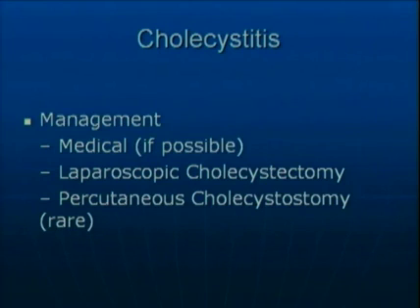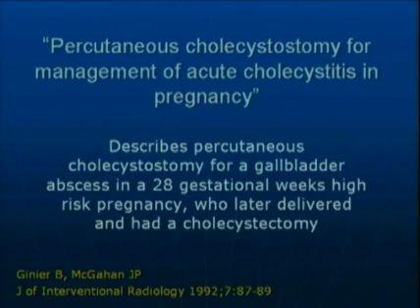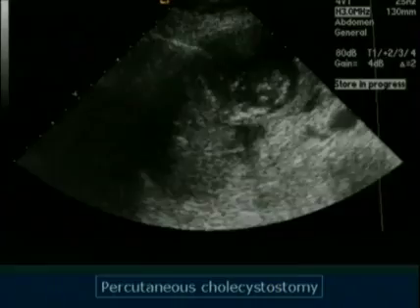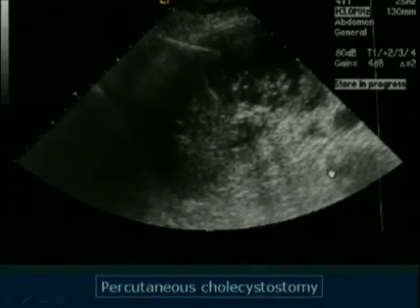Mostly medically, if you can, laparoscopic cholecystectomy, and only rarely would we ever do a cholecystostomy. However, back in 1992, we described the first case which we managed using cholecystostomy. Basically, this patient carried her pregnancy with the tube for another 10 weeks and delivered, and then had an elective cholecystectomy. She was very, very sick, a patient who could not go on to elective cholecystectomy during her pregnancy. This will show you the case here.